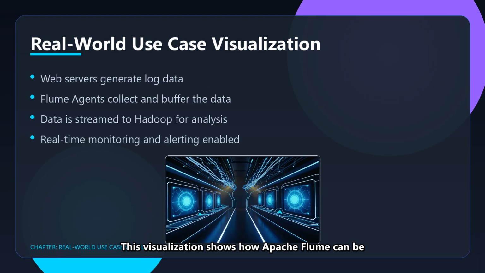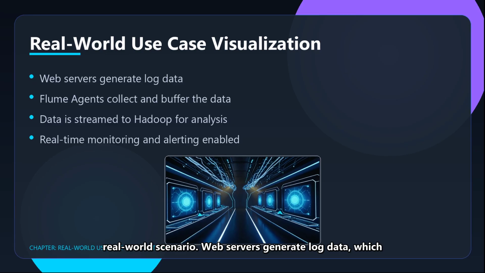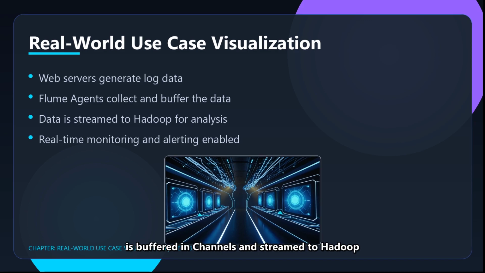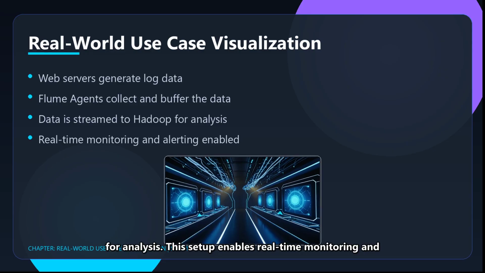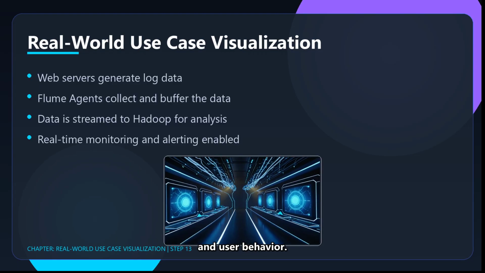This visualization shows how Apache Flume can be used to collect web server logs in a real-world scenario. Web servers generate log data, which is then collected by Flume agents. The data is buffered in channels and streamed to Hadoop for analysis. This setup enables real-time monitoring and alerting, providing valuable insights into web server performance and user behavior.